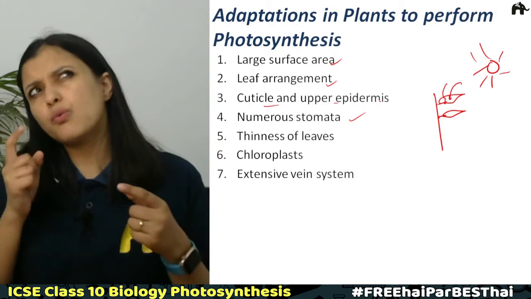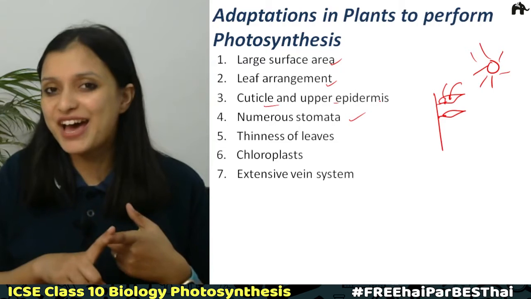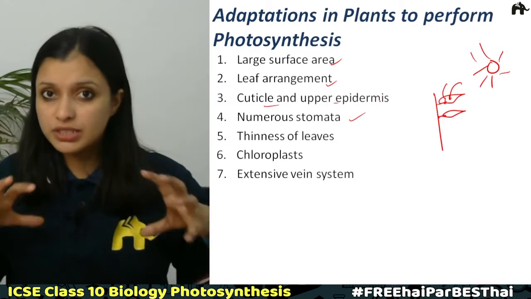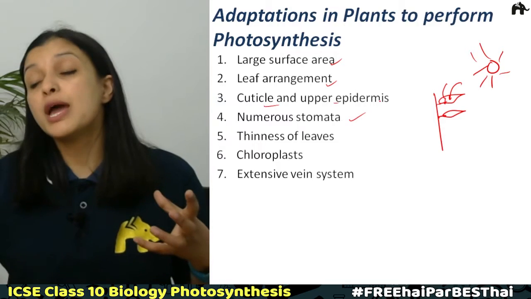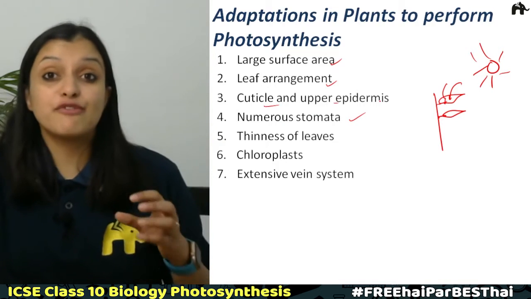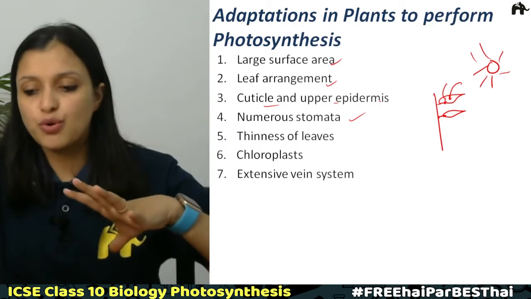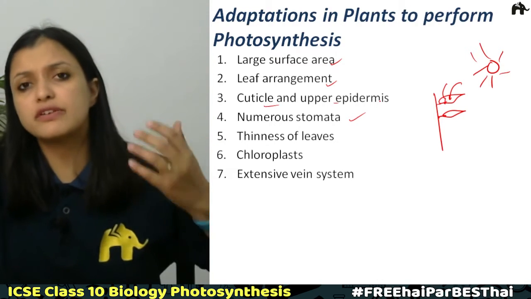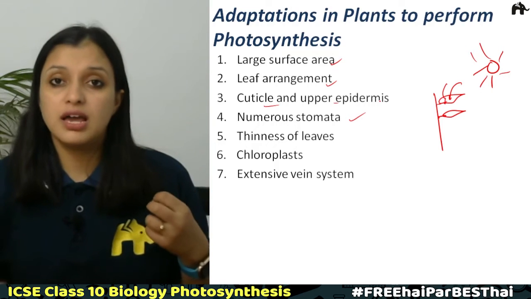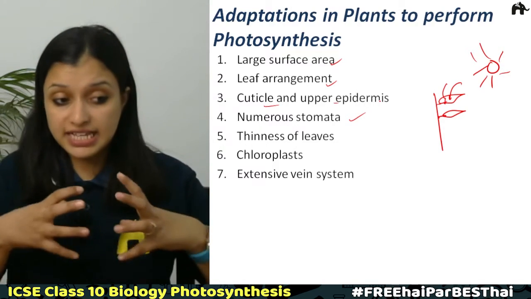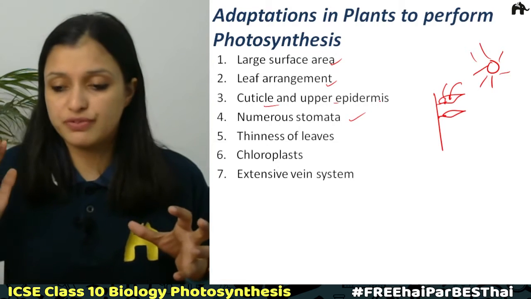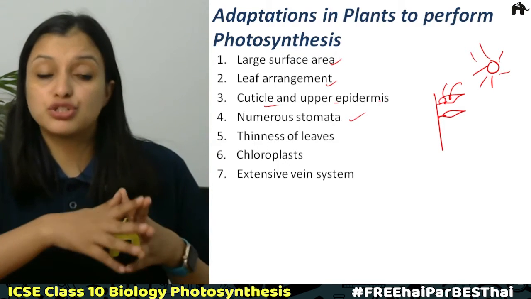Then coming on to the chloroplast. Now what do these chloroplasts have? So you all know that they have chlorophyll pigment in the walls of the thylakoid membranes. So the more the number of chloroplasts, the more will be the chlorophyll, and the more will be the absorption of light, right? Then comes the extensive vein system. So there is rapid transport to and from the mesophyll cells. Now mesophyll cells are the cells where all this process happens. So this extensive vein system leads to the rapid transportation of material to and from the mesophyll cells, correct? So these are the adaptations of plants to perform photosynthesis.